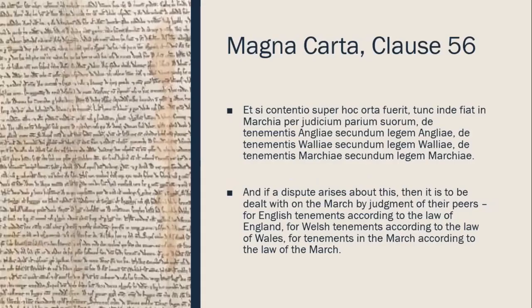Now, Magna Carta refers, in clause 56, my favourite clause of Magna Carta, to disputes regarding lands in Wales and England and other places, you know, 1215. And Magna Carta states, if a dispute arises about this landholding, then it is to be dealt with on the march by the judgment of their peers. For English tenements, according to the law of England, for Welsh tenements, according to the law of Wales, for tenements in the march, according to the law of the march.